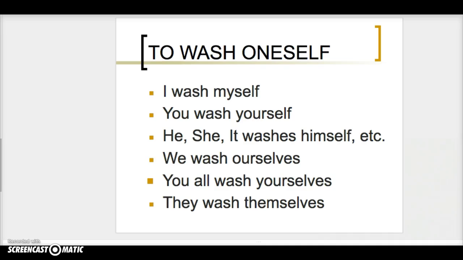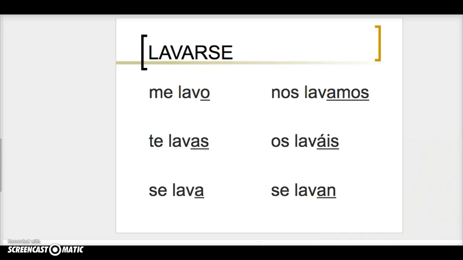You wash yourself. He, she, or it washes himself, herself, etc. Okay? So just to know the different translations. How do we translate a reflexive verb? Because if we look, here we have the full conjugated verb.